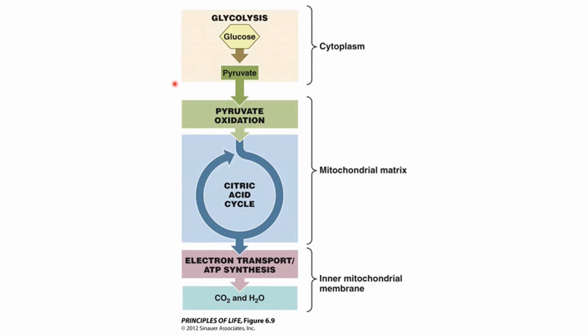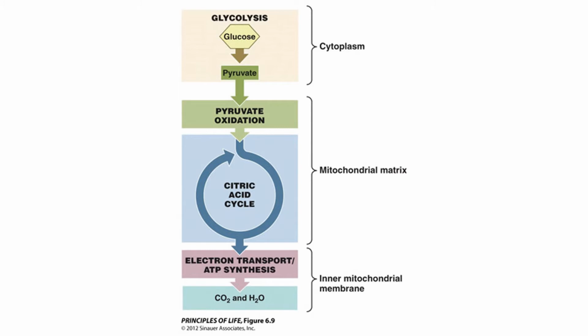Glycolysis is going to be our first stage, and glucose is going to get converted into pyruvate. That all happens in the cytoplasm of the cell. After glycolysis, we have pyruvate oxidation and the citric acid cycle both happening in the matrix of the mitochondria, which, if you remember, is that double membrane organelle. The inner membrane has a bunch of folds on itself called cristae, and the matrix is a liquidy part that's in the middle of that inner membrane.